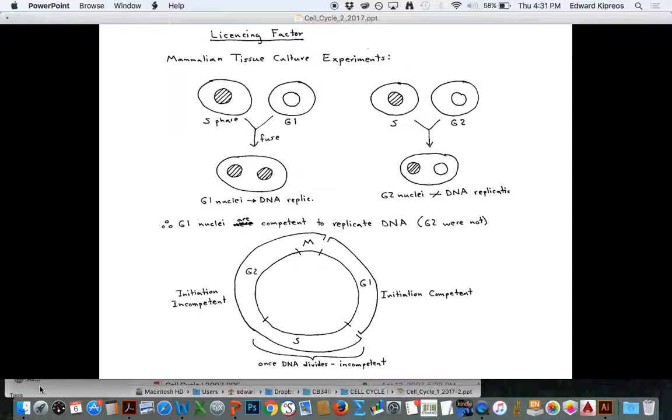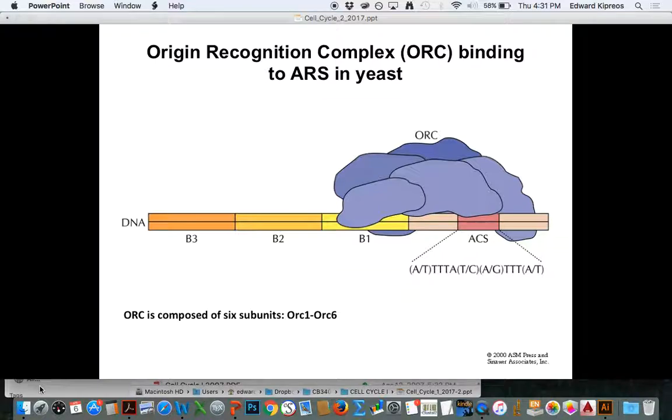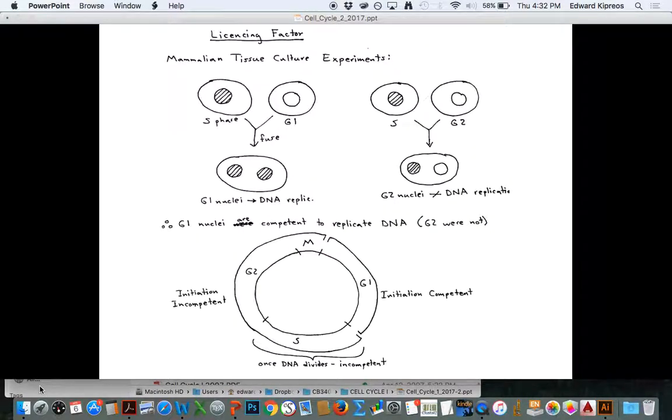All right, so now I'll just jump ahead a little bit. These sequences like B3, B2, B1, and ACS, this A and the C, are really short. Like this is either an A or a T, these 4 bases, a T or a C, an A or a G, 3 bases, and an A or a T. So it's pretty short. And this is bound by a big protein complex called the origin recognition complex. It's going to mark the origin. Okay, so that's how they know where they're going to start replication.